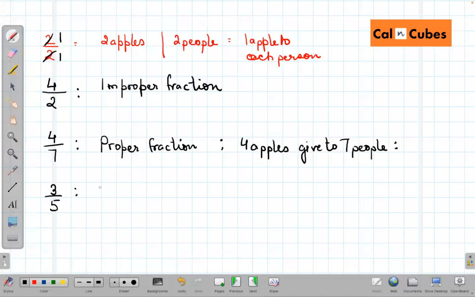Now, should I write 4 apples give to 7 people? No need to write, just for understanding. Yes, 3 upon 5. Ma'am, it's proper, ma'am. Yes, this is proper fraction. And next one, 6 upon 7. Ma'am, it's proper fraction, ma'am. Yes, it's proper fraction.